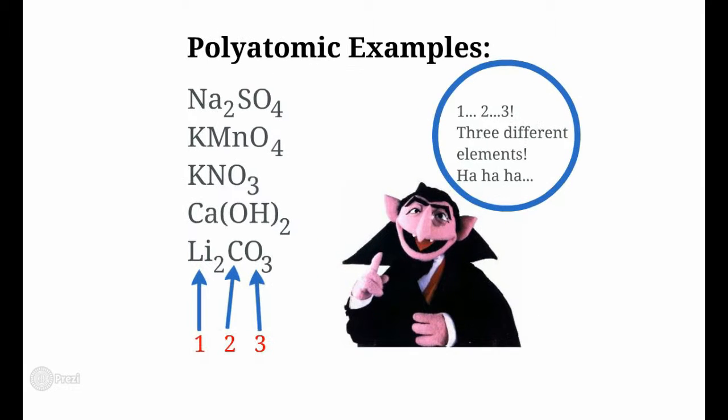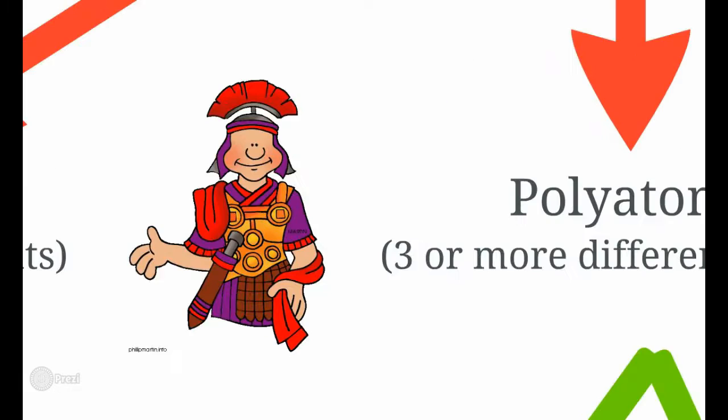Polyatomic ions, though, are 3 or more. And I gave you this polyatomic ion sheet. This is how you need to differentiate: am I dealing with a binary or poly? If you're dealing with a poly, you have at least 3 or more different elements up there. Notice I said different. The subscripts don't count.